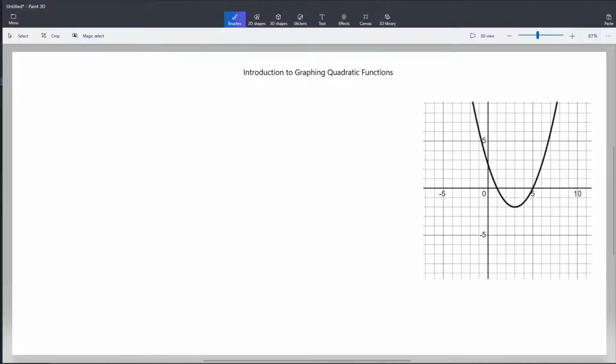Hey everybody, so in this video we're going to talk about the basics of graphing quadratic functions. So the first thing I want to do is just remind you of what a quadratic function is.